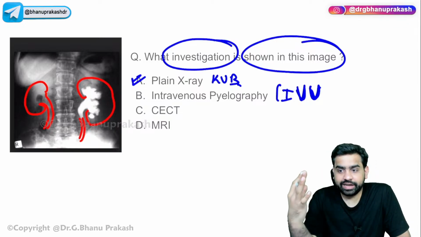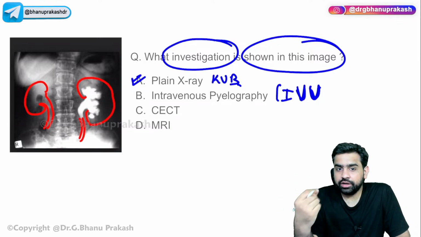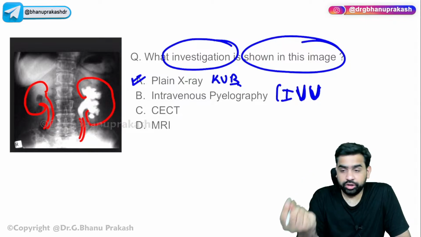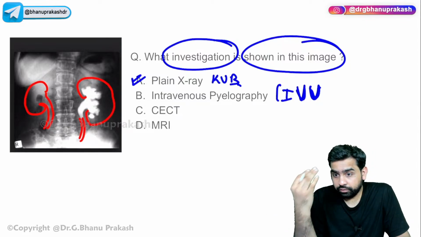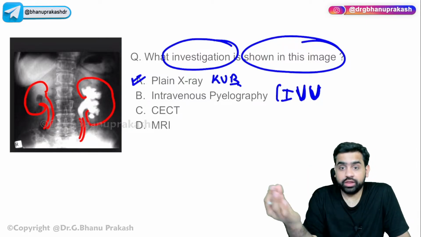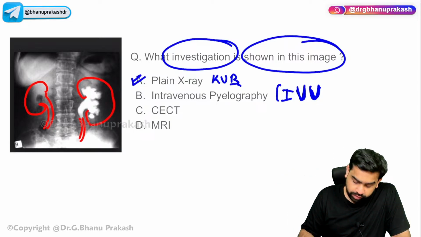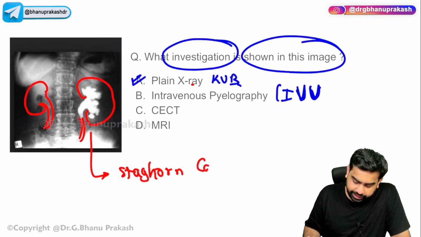Be analytical, because that is very, very important. If you have these knee-jerk responses, you will end up committing many silly mistakes, and that is something which is going to bring your rank down, or might be the reason for your not getting selected in the FMG. Do you understand my point? So please try to understand. The investigation over here is an X-ray KUB. What you are finding over here is a Staghorn calculi.